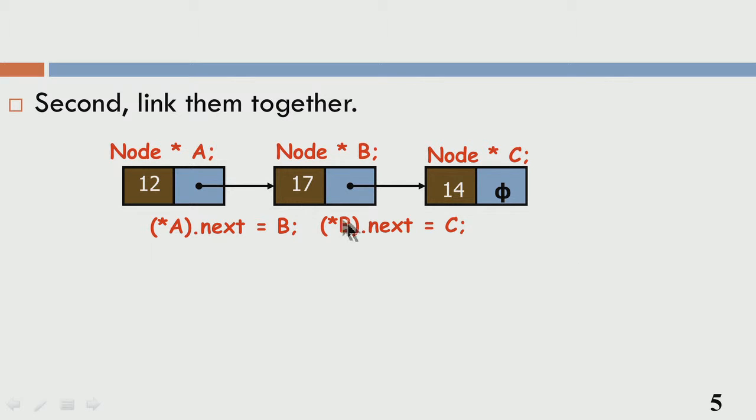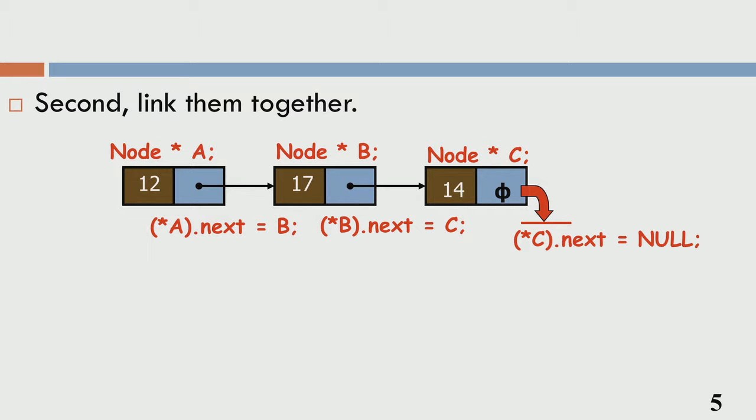So, we assume that A, B, C are all pointers here. Therefore, if you do star A, it gives you this structure and you can do a dot next equals B. So, remember B is a pointer. So, A's next field is also a pointer. So, these are compatible.